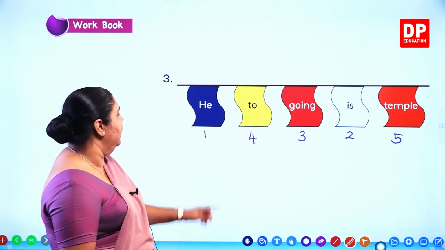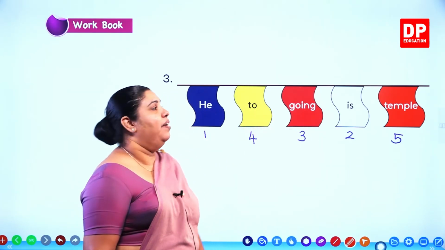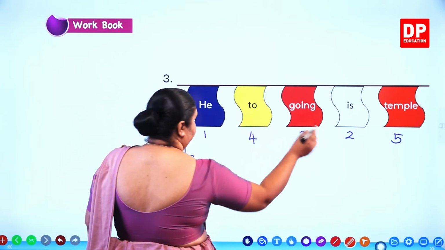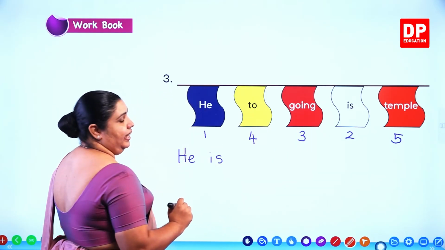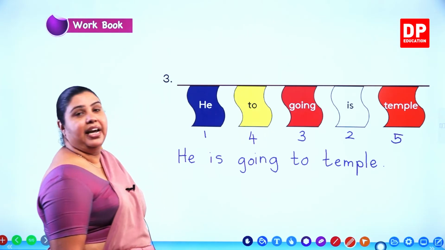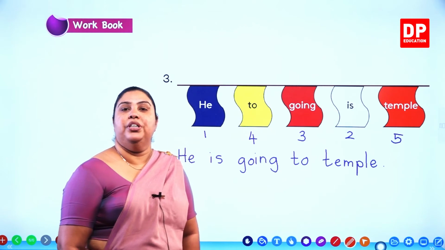So what is the correct sentence? He is going to temple. So we have to put it in that order. I'll write it here. You can see. He is going. Can you remember the words? He is going to where? Temple. T-E-M-P-L-E and the full stop. Right? Now the sentence is in the correct order. He is going to temple.